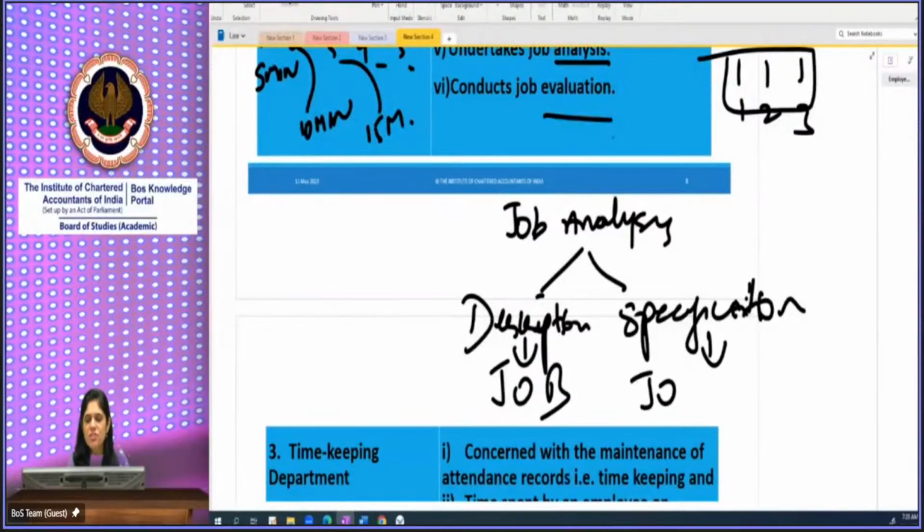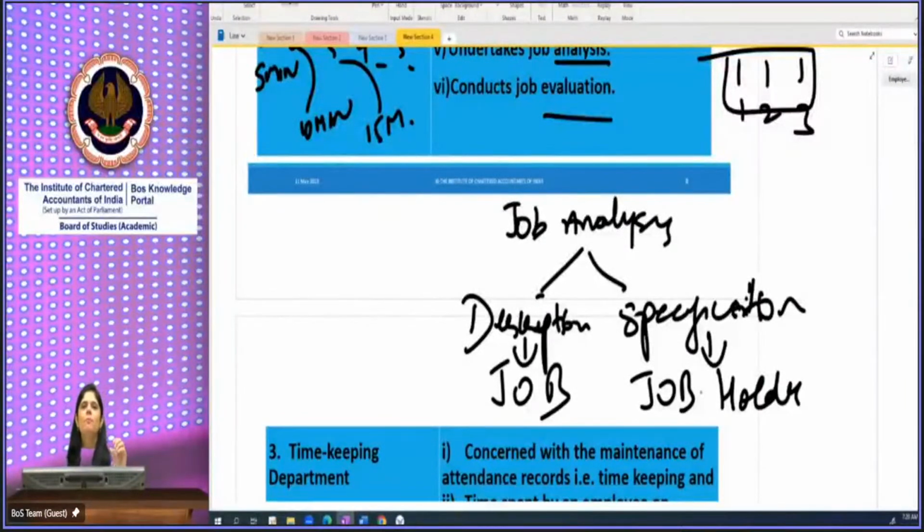Job specification is the analysis of a job holder. Job holder means the person. So the requirement for a job is job description. The requirement of a job holder, the person who will do the job, what experience is required, that is job specification. What experience, what knowledge, what skill is required to do this job, and those skills should be in that person. That is job specification. But job description is what all are the requirements of that job?